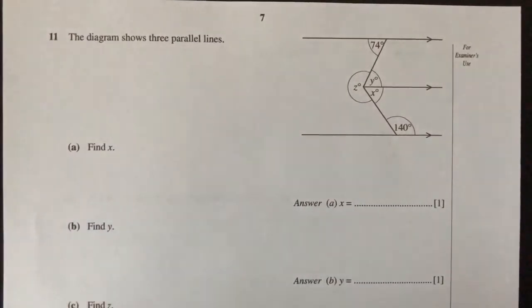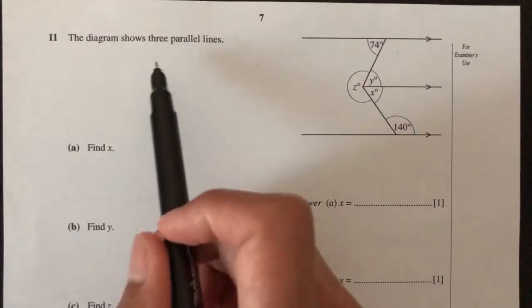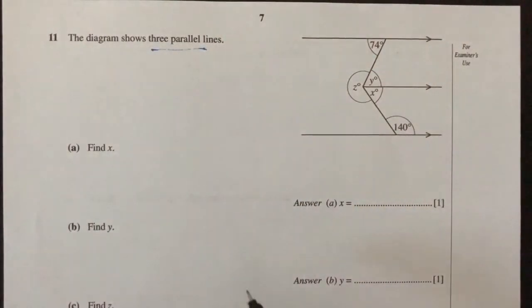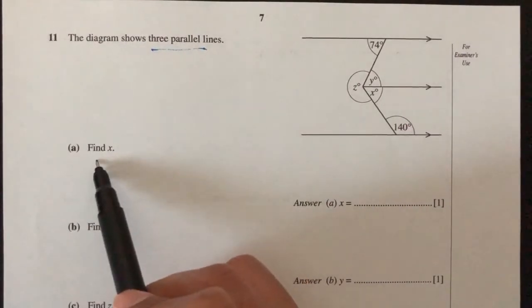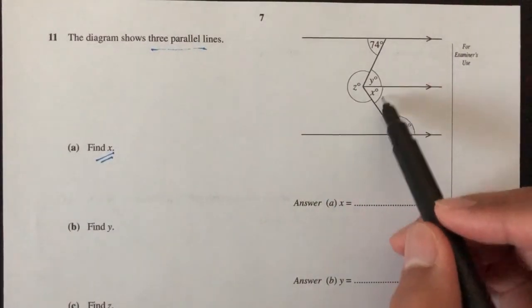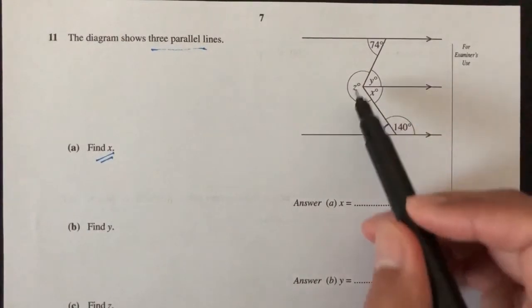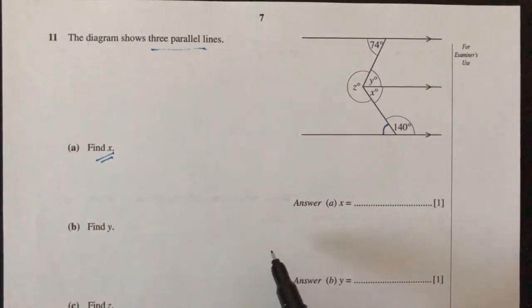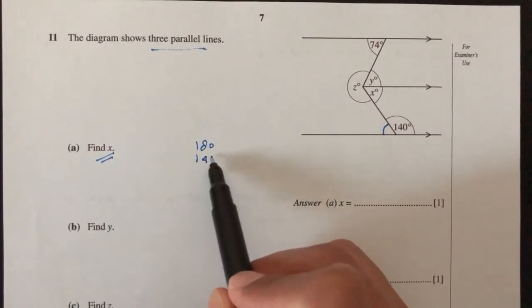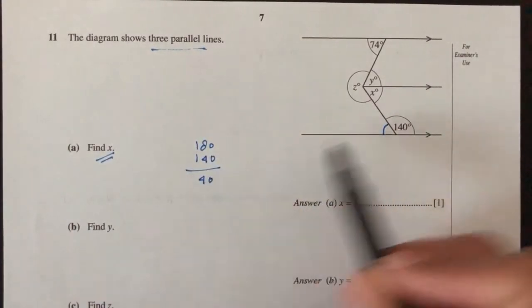Question number 11. The diagram shows 3 parallel lines. So we have 1 line, 2 lines, and 3 lines. Now part 1, find the value of x. We have to find this value. So x will always be equal to this value. This equal to this. So that will be 180 minus 140. That will be 40.